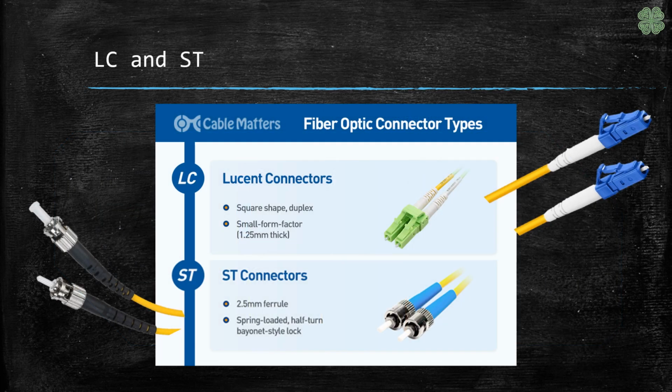LC and ST are some of the most common connectors used on patch cables and fiber snakes. LC has a little tab you push down on, just like an RJ45 on an Ethernet cable, and ST has a half-turn collar like the B and C connector on an SDI cable.